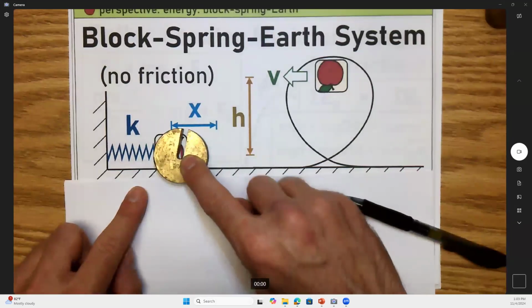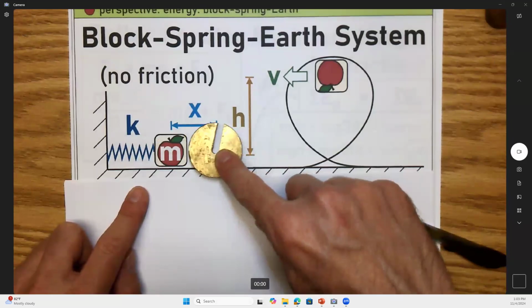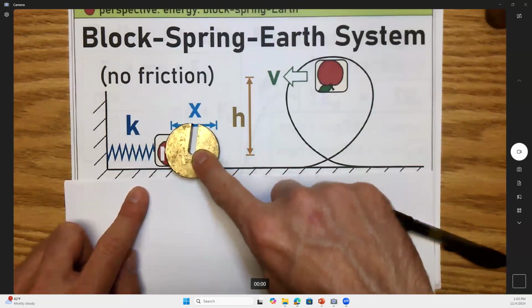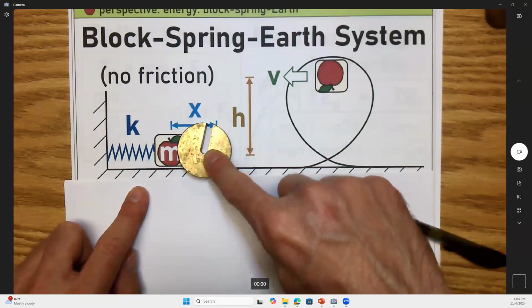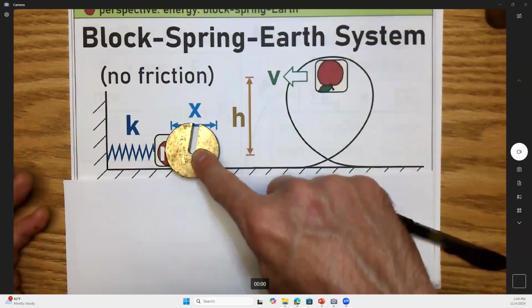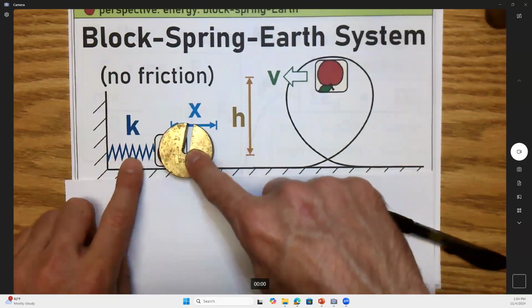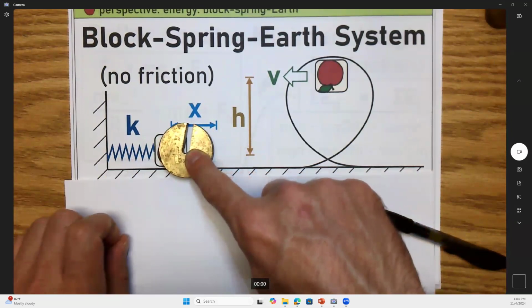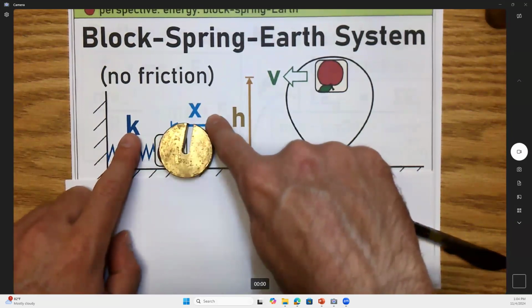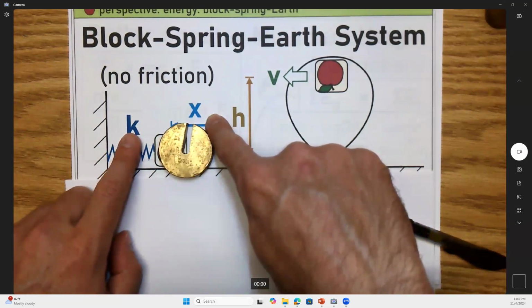Ugh. Guys, did it take some force to compress that spring? Yeah, in fact, I know it took more and more force the more I compressed it. That's Hooke's law. Therefore, how much energy is stored in that spring right now, as a function of k and x? How much energy?